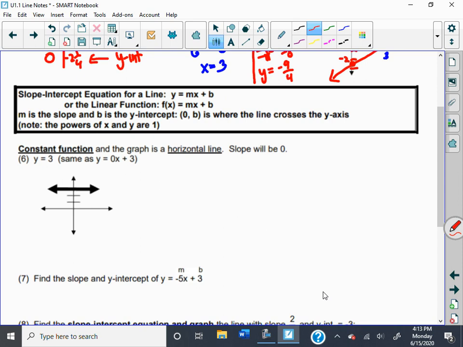We can also see that because this is a line, the highest exponent on the x and the y are always going to be 1. So you're never going to have an exponent that's 2 or 3 if it's a line. All right, so we have a constant function, and that's always going to graph as a horizontal line, and its slope is always 0. For example, y equals 3. Y equals 3 is called a constant function, just because when you graph it, it's a horizontal line through positive 3. Slope is 0.